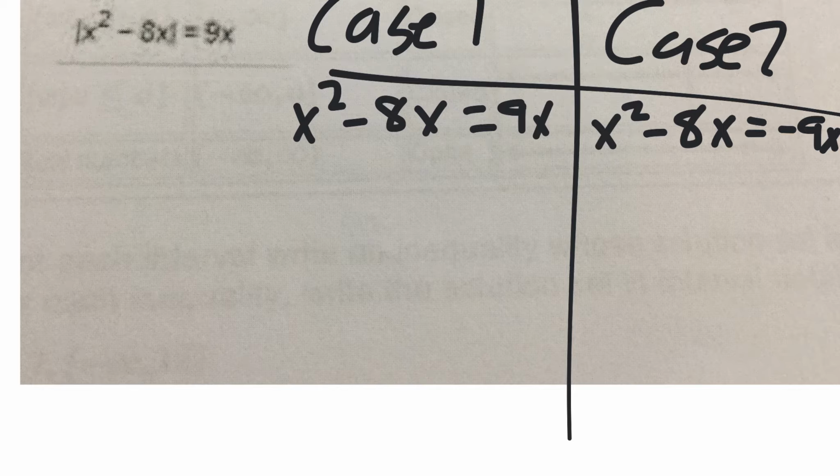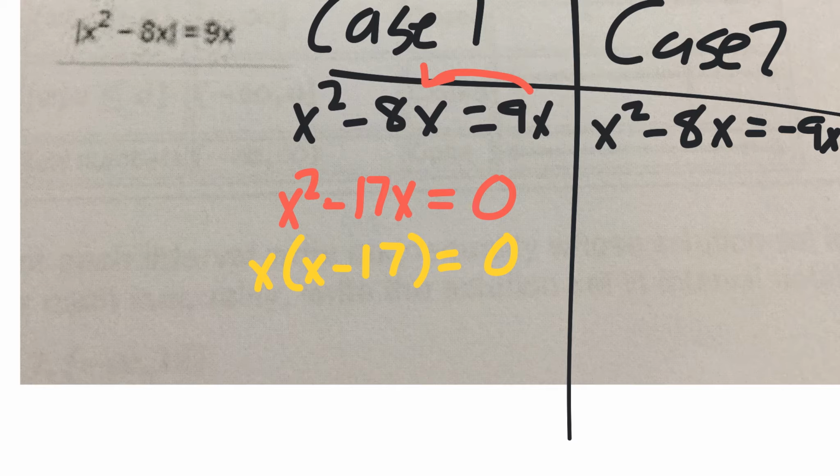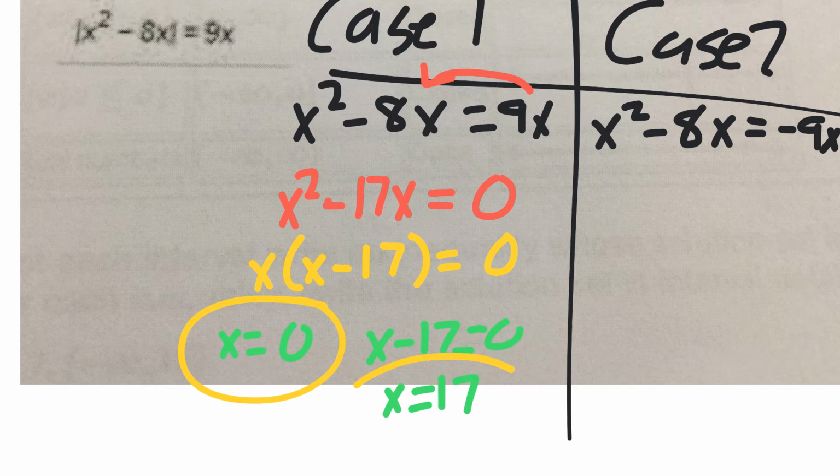And since all my terms have an x, I'm going to get them all to one side. So I move the 9x over, it becomes negative. So x squared minus 8x minus 9x is negative 17x equals 0. Factor, GCF of x. So x times x minus 17 equals 0. Two things multiply to be 0. Either the first one is 0 or the second one is 0. So now I've got 0 as a solution. I've got 17 as a solution.